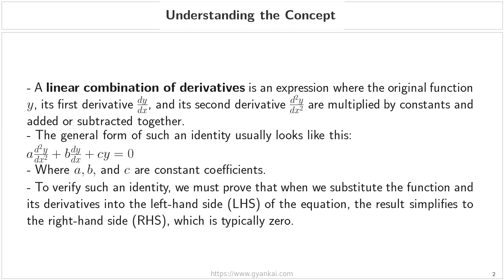Now, to verify an identity like this, our objective is to prove that, when we substitute the specific expressions for the function and its derivatives into the left-hand side of the equation, the entire expression simplifies to match the right-hand side, which is typically 0. Once we master this conceptual framework, we can look at how this is applied in the real world and the exact steps needed to perform the verification.